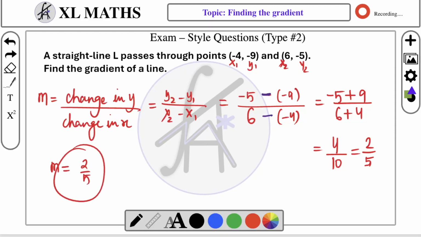So when you have coordinates given to you, that means you just need to find the change in y over change in x, and that gives you the gradient.